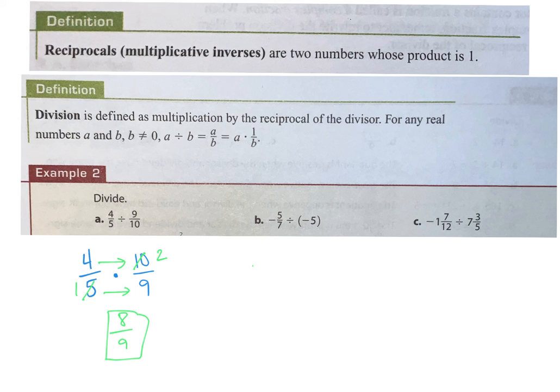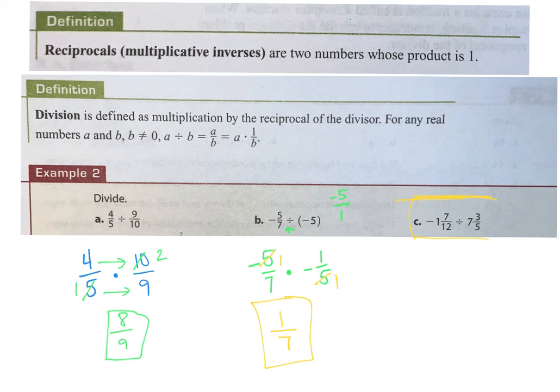Keep, change, flip. Keep this -5/7. Change division to multiplication. How do I flip a -5? How do I flip that? I put a 1 over it. -1 over 5. Remember, -5 is -5 over 1. So to flip it is -1 over 5. I can cross cancel the 5 and the 5. It is negative times a negative. What is my answer going to be? Positive. So 1 times 1 is 1. 7 times 1 is 7.